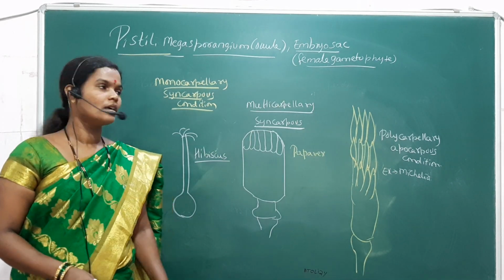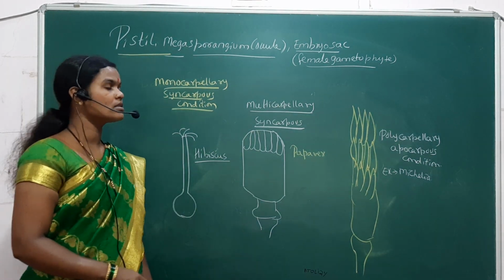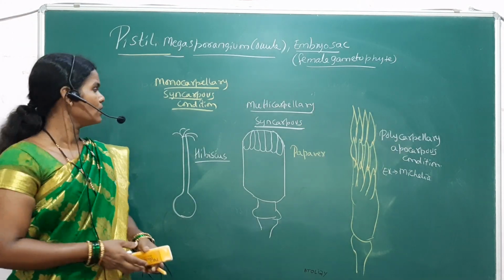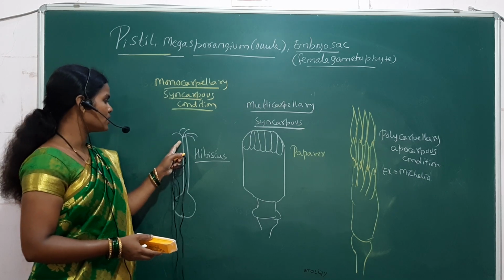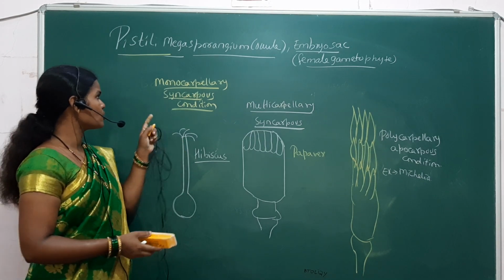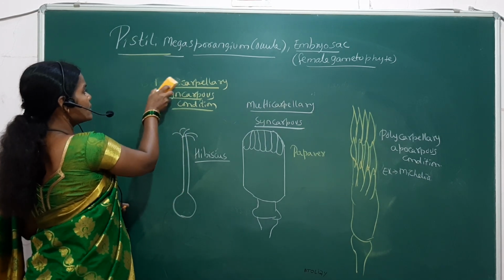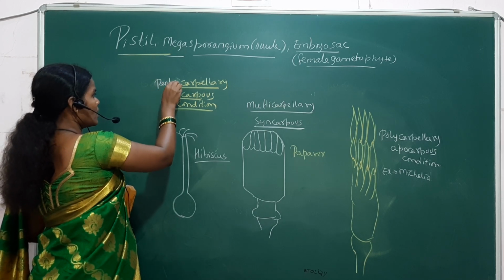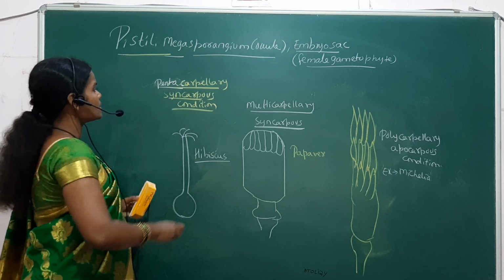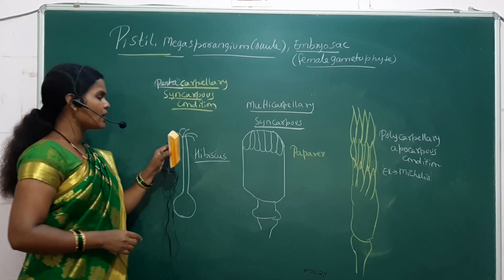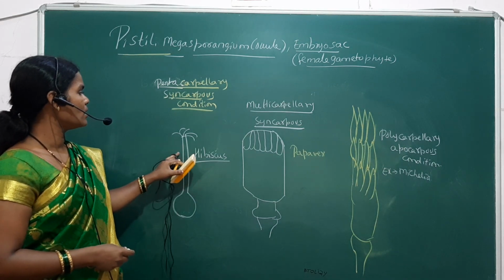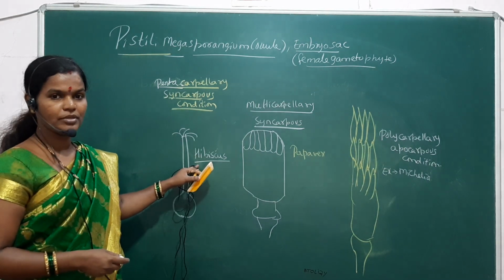Well students, so these are the conditions of the syncarpous and the apocarpous that you have seen here. So 5 carpels are there. I have written monocarpellary here, sorry students. Here pentacarpellary should be there. Pentacarpellary syncarpous condition means 5 carpels are there which are fused in nature, and they are present in the hibiscus.